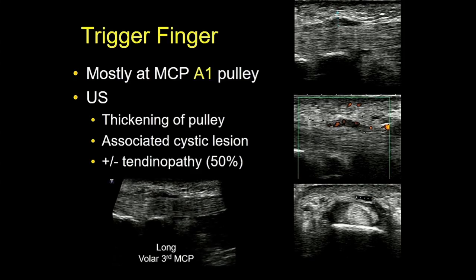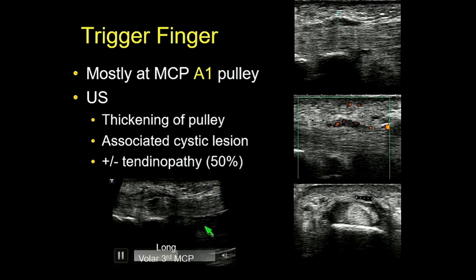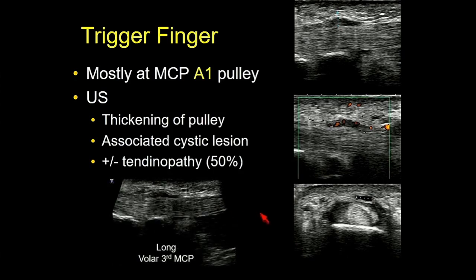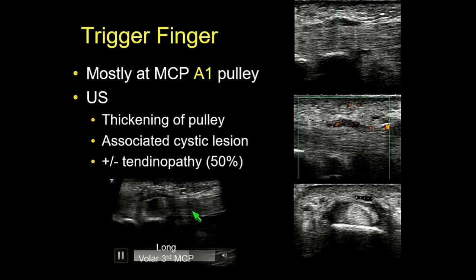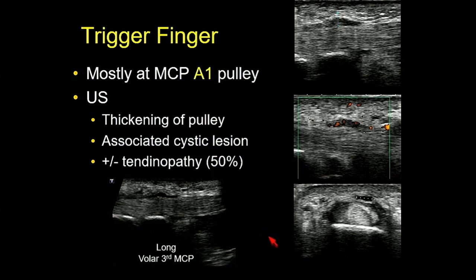I showed you this video loop already. I'm just going to show you again. It's a little slow. These are hard to capture on ultrasound. You can see here the tendon is bunching up underneath this thickened pulley, and then it suddenly releases. And you can often hear this and watch it as you're ultrasounding that region. But again, it can be definitely difficult to capture on ultrasound. It's a very quick snap. There it goes and it releases.